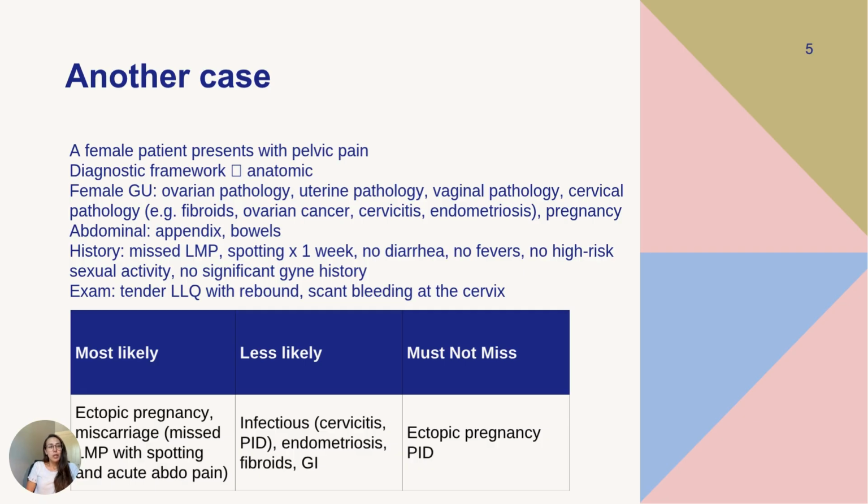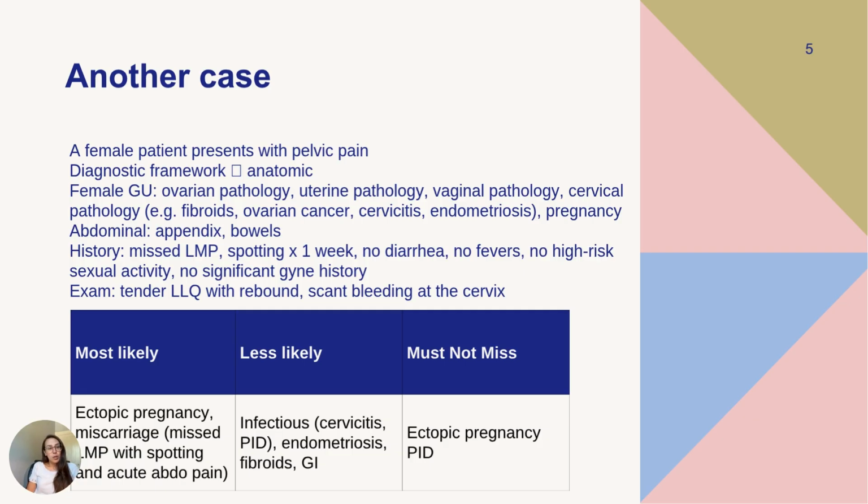Let's say a female patient's coming to you with pelvic pain. So again, I like to use the anatomic framework for many pain presentations. So thinking about female anatomy, you're thinking of the gynecological system, I should say: ovarian pathology, uterine pathology, vaginal or vulvar pathology, cervical. There could be a lot of things, right? Thinking about pregnancy, of course. Thinking about the abdominal area. So could it be appendix, bowels? So again, just using that anatomic framework to guide my history and physical off the bat.